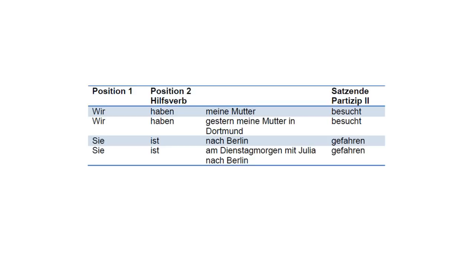Next example. Wir haben gestern meine Mutter in Dortmund besucht. Yesterday, we visited my mother in Dortmund. Sie ist nach Berlin gefahren. She drove to Berlin. In this sentence, we have the helping verb ist, because fahren is a verb of movement. Sie ist am Dienstagmorgen mit Julia nach Berlin gefahren. In this sentence, we also have ist as a helping verb because we're using fahren.